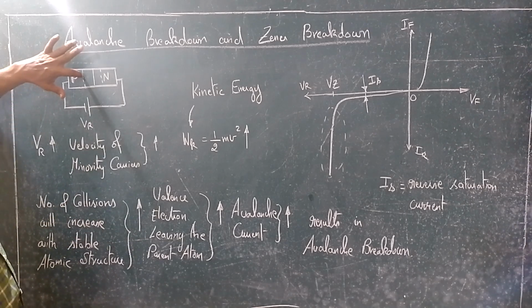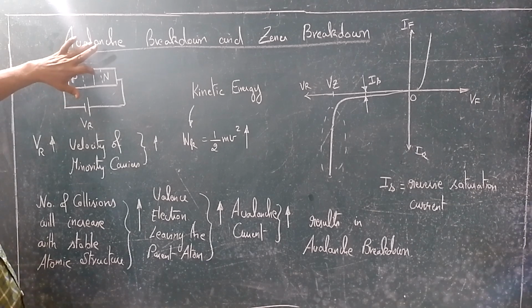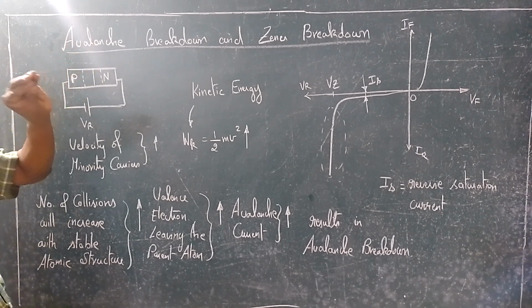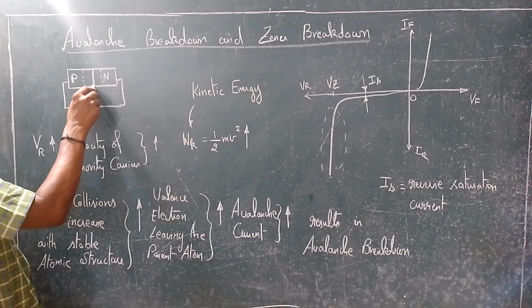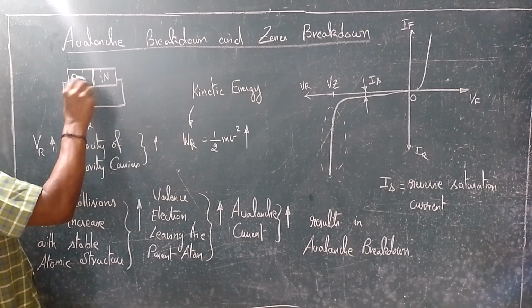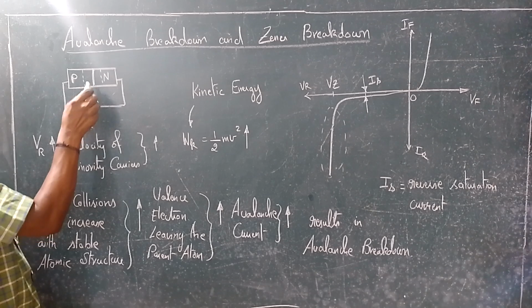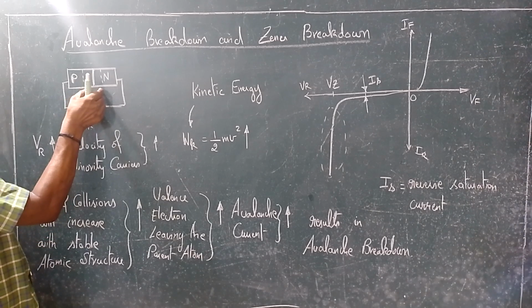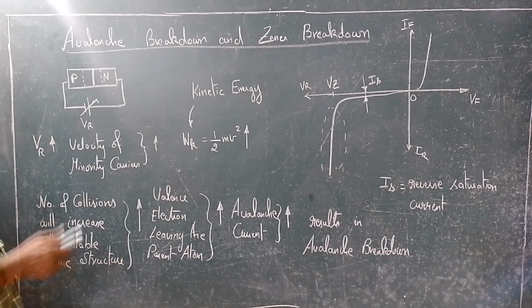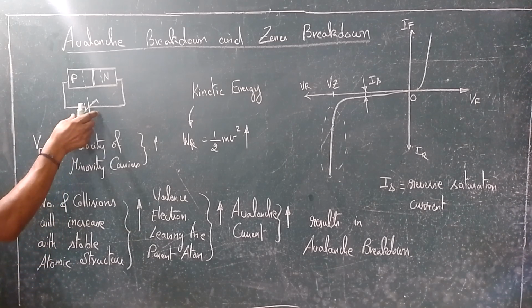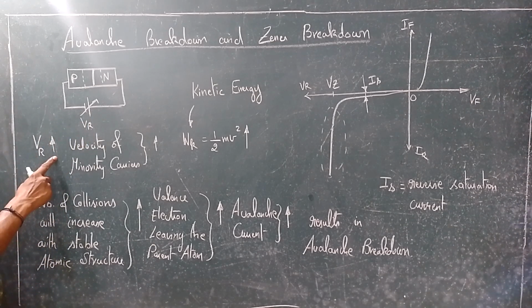In P-type material, electrons are the minority carrier. In N-type material, holes are the minority carrier. Now what happens is, this is the depletion region. When the reverse voltage increases, this depletion width will increase. So that is the starting point you have to remember. So when the reverse voltage increases, this depletion width will start increasing.